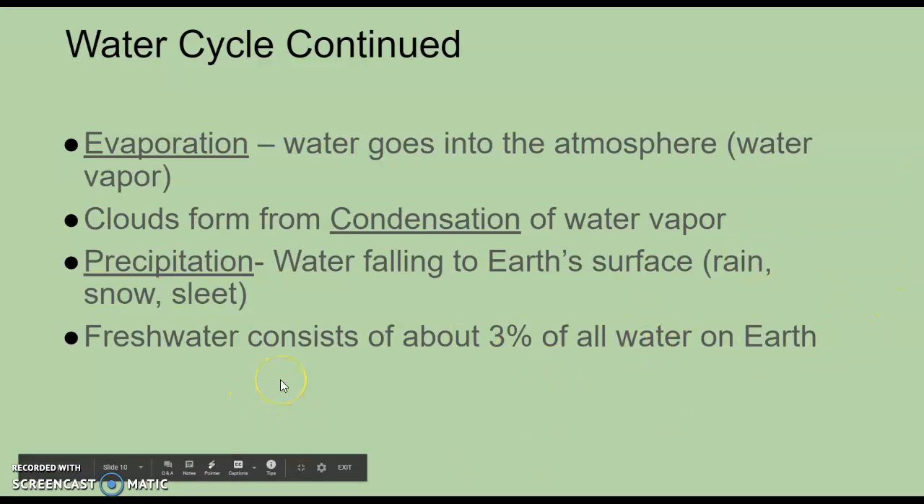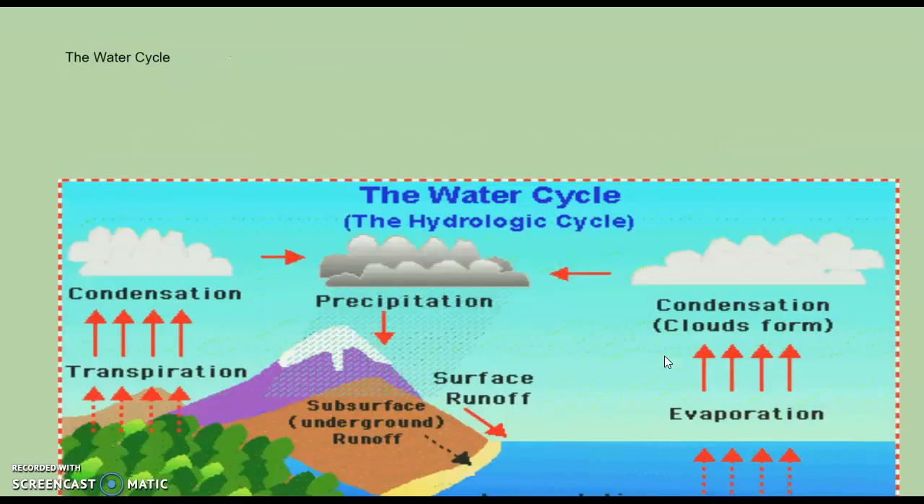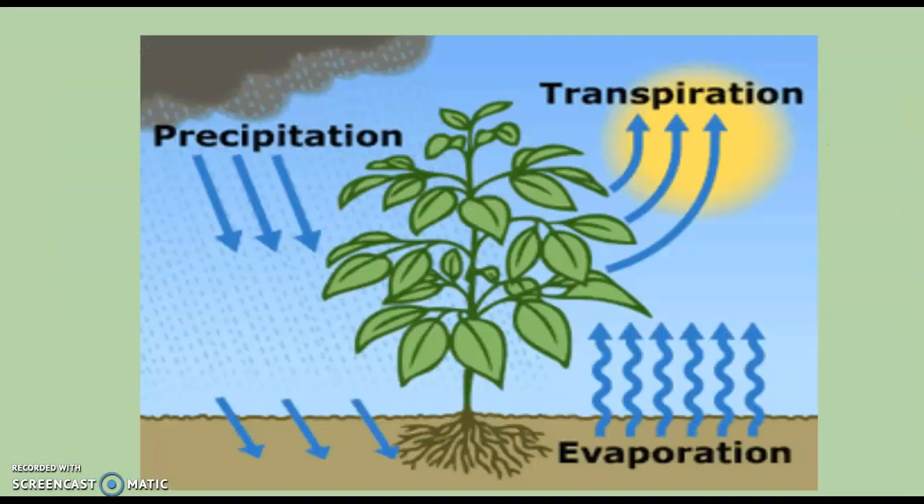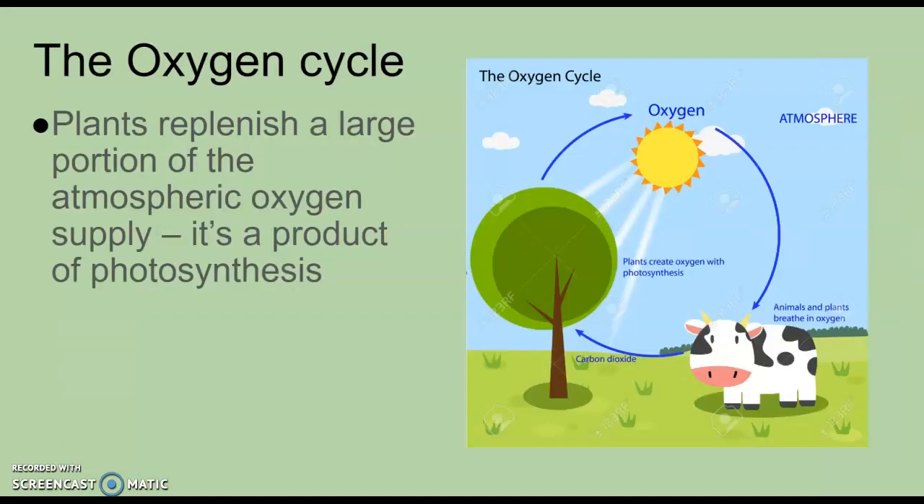This is a little fact that you might find interesting. The fresh water consists of about 3% of all water on Earth. So there's a lot of water on Earth, right? Only 3% of that is considered fresh water. And actually, we live pretty close to a good majority of that fresh water in the Great Lakes. So those are pictures of the water cycle. Again, not going to spend too much time on it.